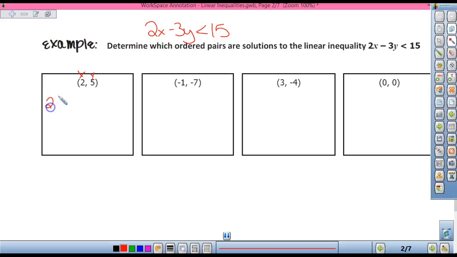So 2 times x, which is 2, minus 3 times y, which is 5. And we're going to check, is that less than 15? So what's 2 times 2? 4 minus, not minus negative 15, just minus 15. What is 4 minus 15? Negative 11. So is negative 11 less than 15? So this is a yes.